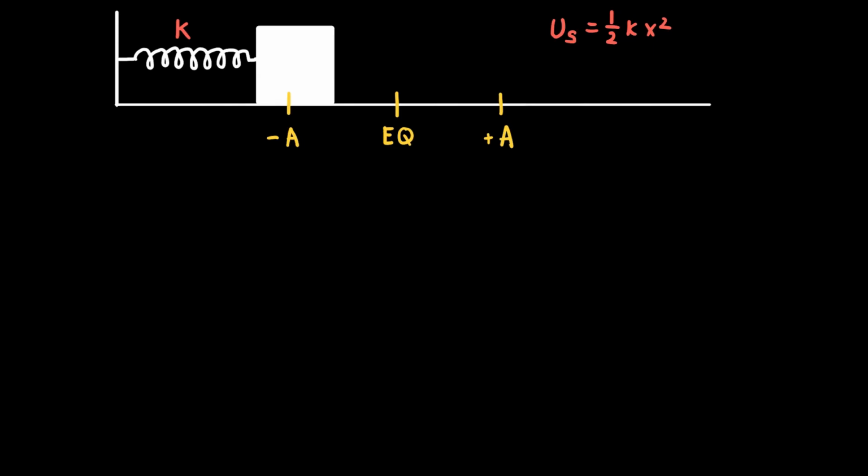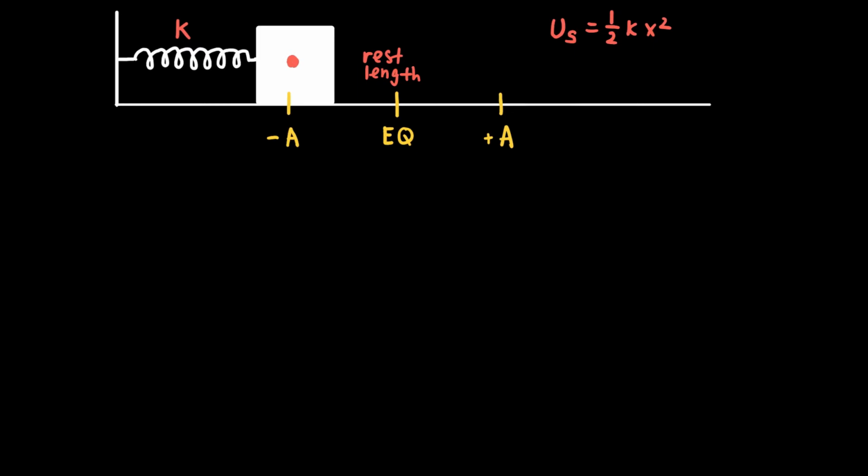At the equilibrium position, the spring is at what we will call its rest length. So the rest length occurs at the equilibrium position. It's important that you know I'm defining the equilibrium position as the place where the center of mass of this block would be when the system is at rest.